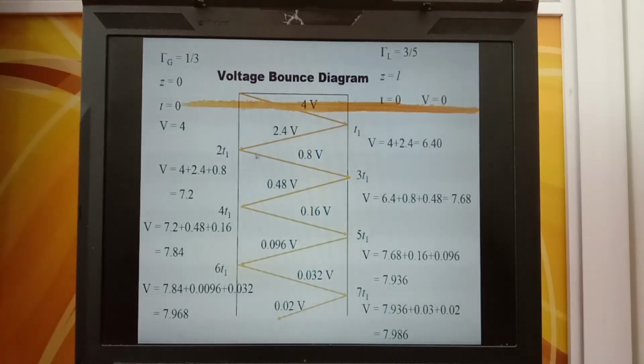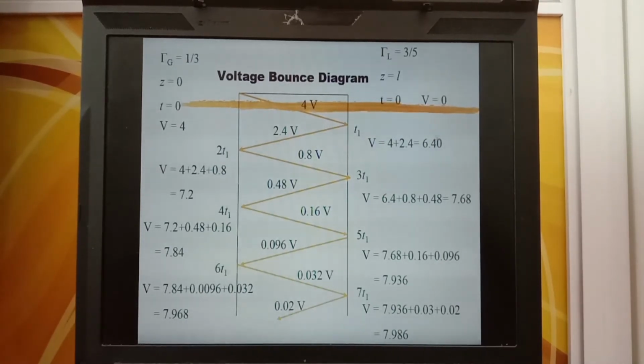This reflected voltage of 0.8 volt travels to the load at time t equals 3t1. And because the reflection coefficient at the load is 3/5, the reflected voltage is 3/5 times 0.8 volt, which gives us 0.48 volt.